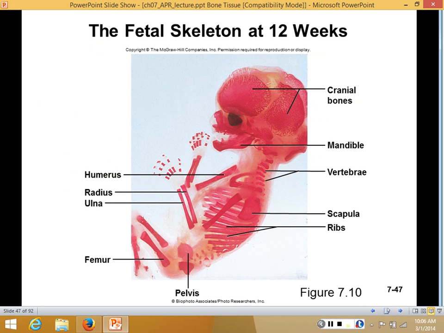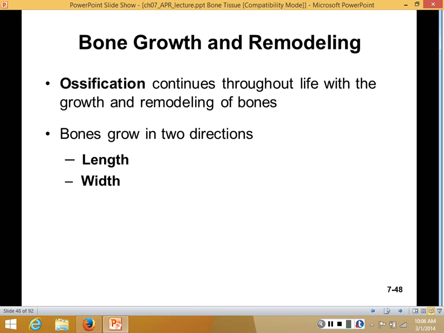So here, I think I mentioned this picture earlier, the little tan areas that you see on this developing fetus is still cartilage. The red part, of course, is now bone. This is what it looks like at 12 weeks. Okay.